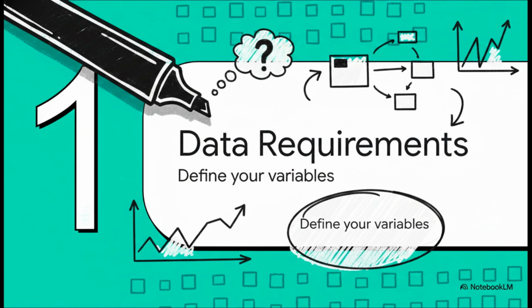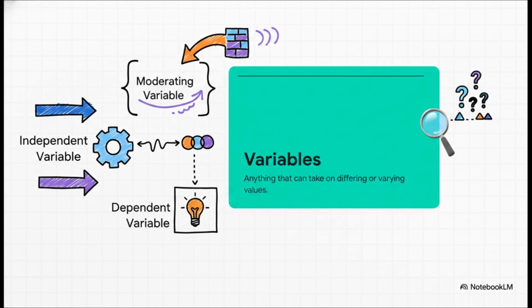Define your data requirements. Our mentor grabs a marker, heads straight to the whiteboard, and asks the most foundational question. What exactly do you need to measure? To build a rock-solid survey, we first have to really understand our variables. Think of the independent variable as your cause or predictor, and the dependent variable as the effect or outcome.